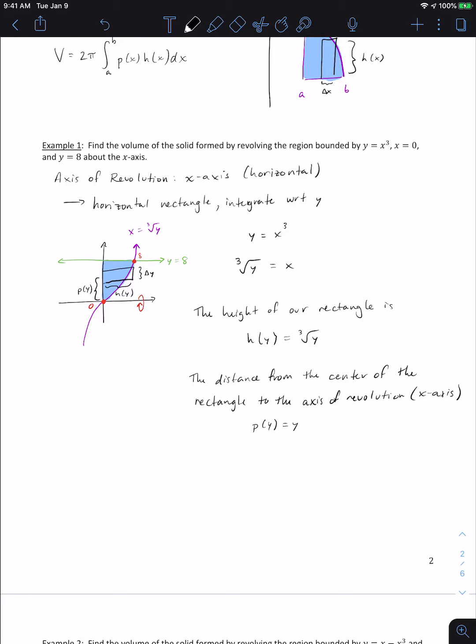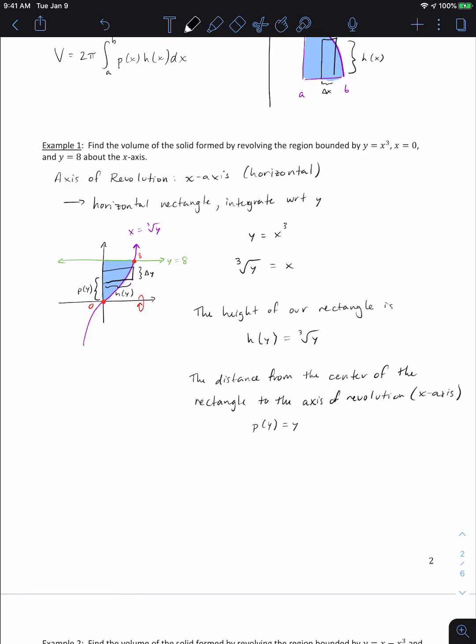Well, why is that? In order to get the height of my rectangle, I need to plug in whatever y value I'm at here. If I'm up here, if I'm down here, I need to plug that y value into my function x equals the cube root of y. And that will give me my height. So wherever I was here gives me the height of my rectangle. Well, wherever I was is actually the y value that I'm plugging in, right? So that's why, and it's a variable, right? It changes depending on where I'm at on this axis. That is why p of y is going to be y.